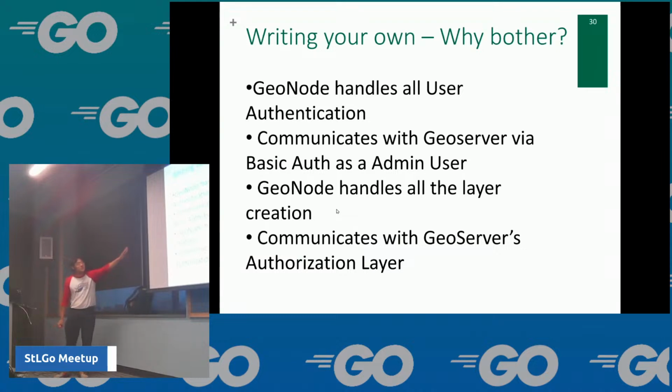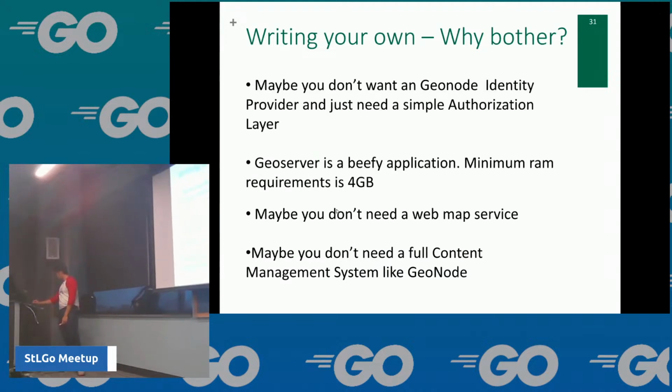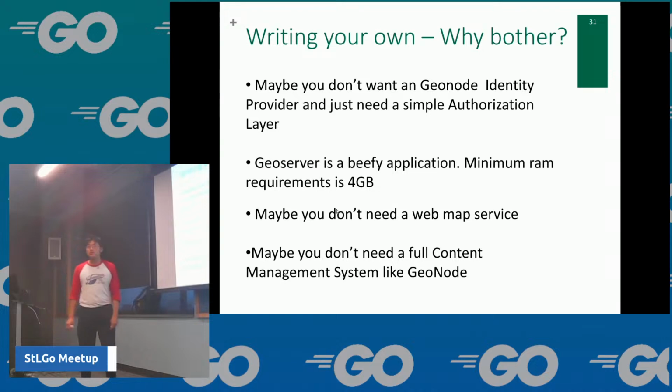But yes, it handles all the layer creation for you. One of the things about web feature service is that it doesn't specify how you actually create your layers. And so there's just a REST API that does that. And so GeoNode comes with all these extra features that maybe you don't really want. You don't need an identity provider, and you just want to slap in a JWT or something, and use another service like Auth0 to be your identity provider.